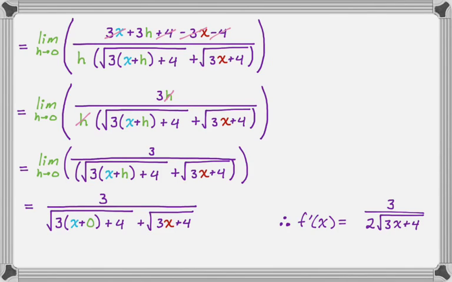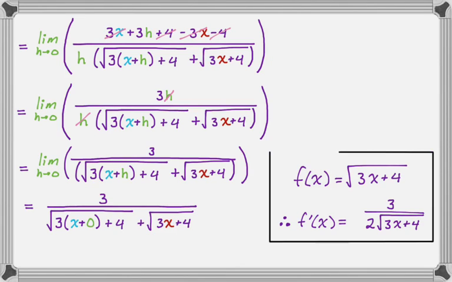If you remember, the original function was radical 3x plus 4. And so we found the derivative, and that's what we were trying to do. All right, so that's the limit definition on a radical function. I hope you found this helpful, and good luck.